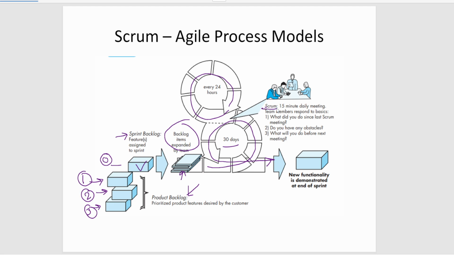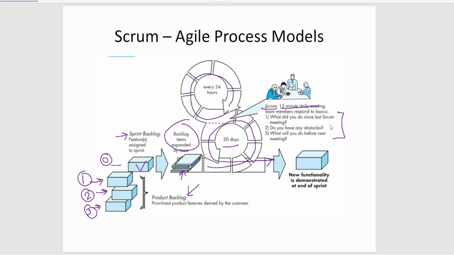These scrums are the short meetings that you actually do. This meeting lasts for a 15-minute daily meeting, and in this daily meeting, generally three questions are going to be asked. The first: what did you do since the last scrum meeting?